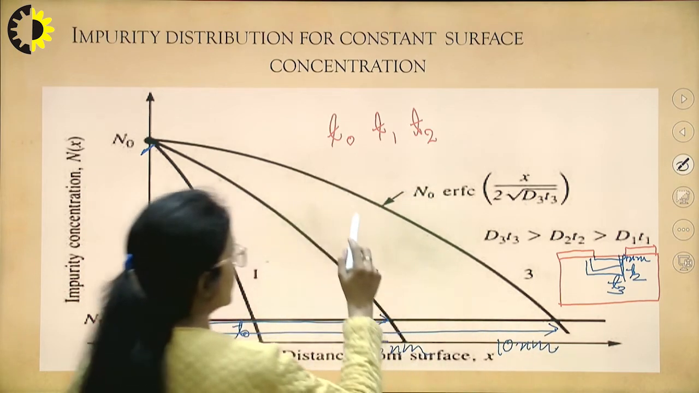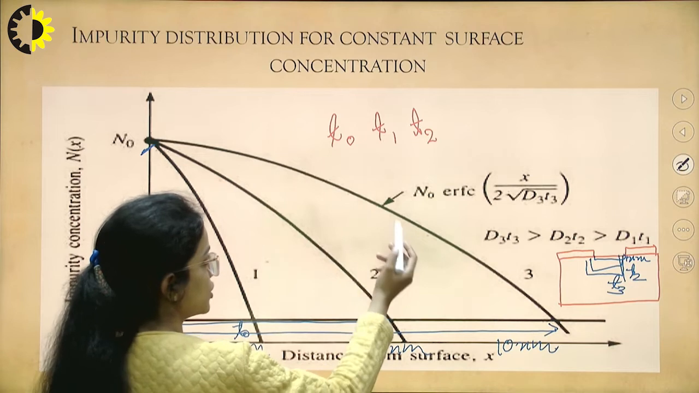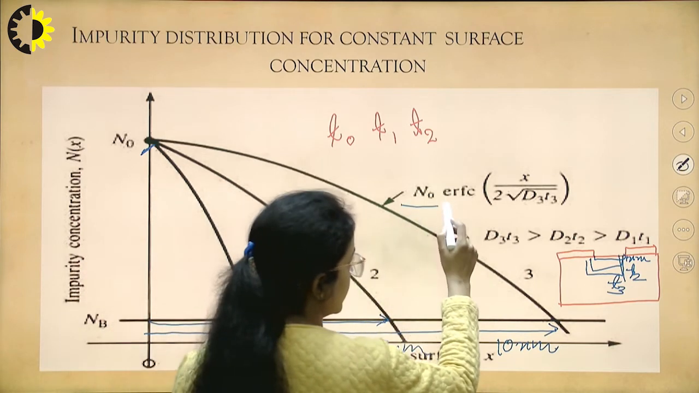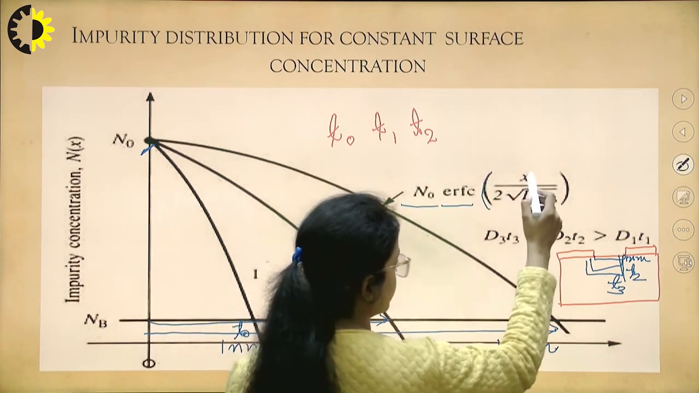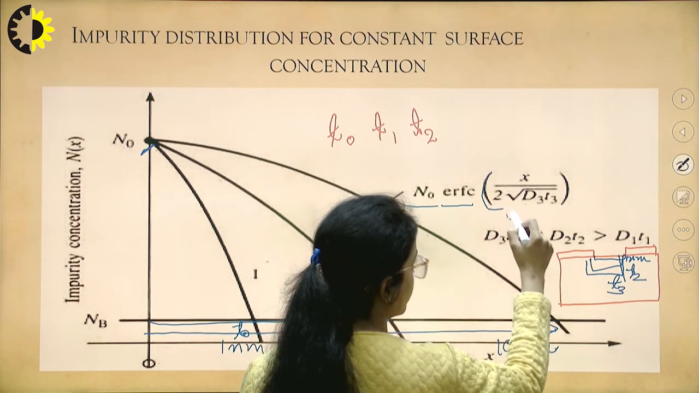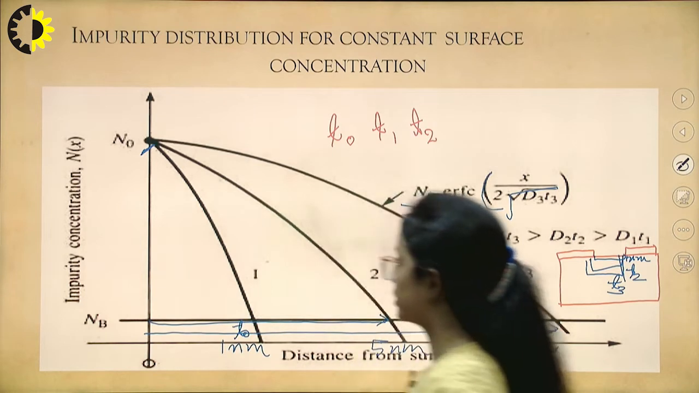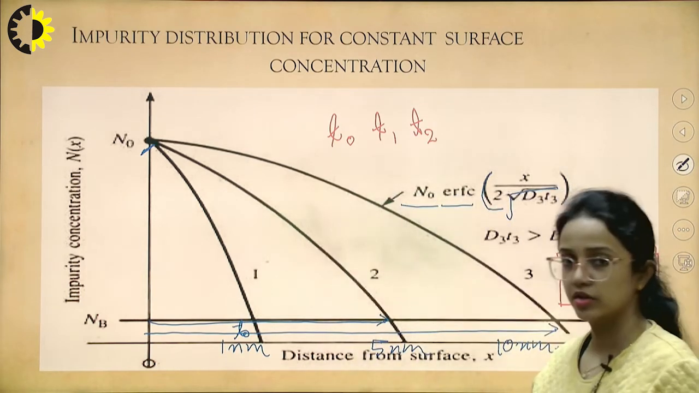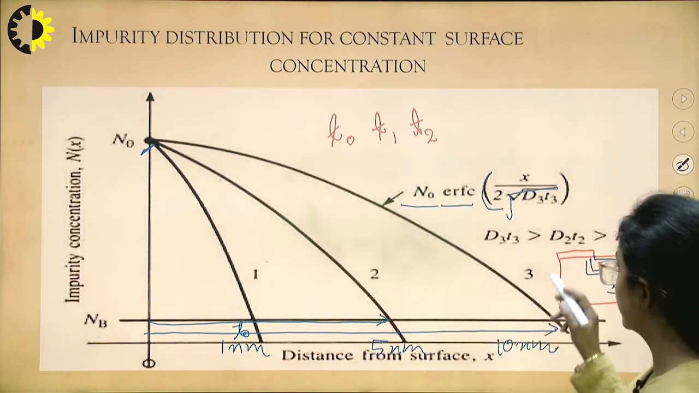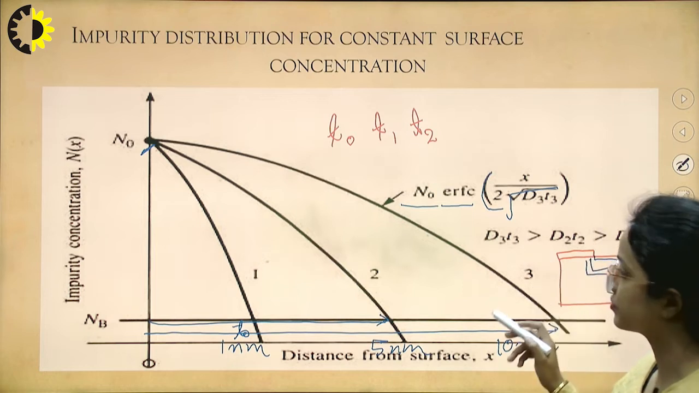Another thing is that it has a relation of N0 erfc of x divided by 2 root D3 T3. Here T3 is the time and D3 is the diffusion constant.